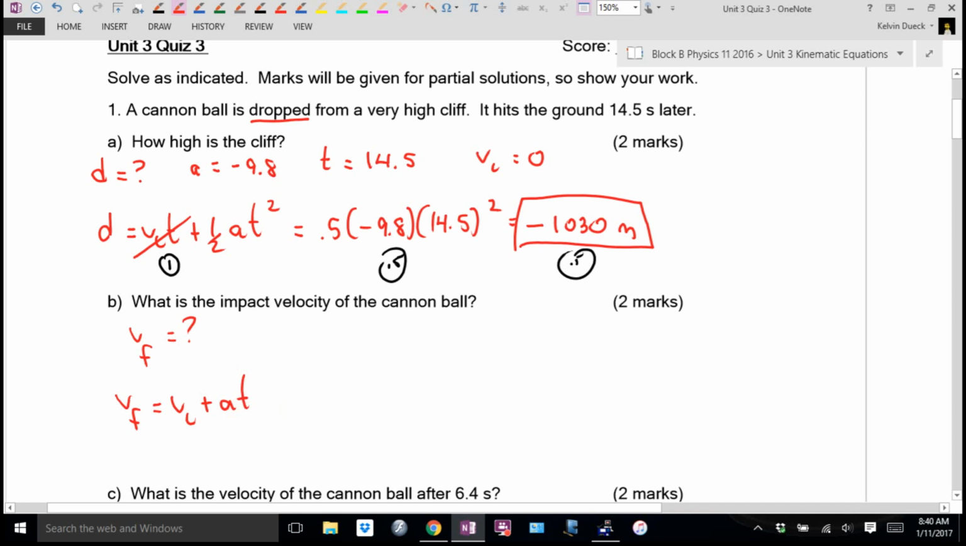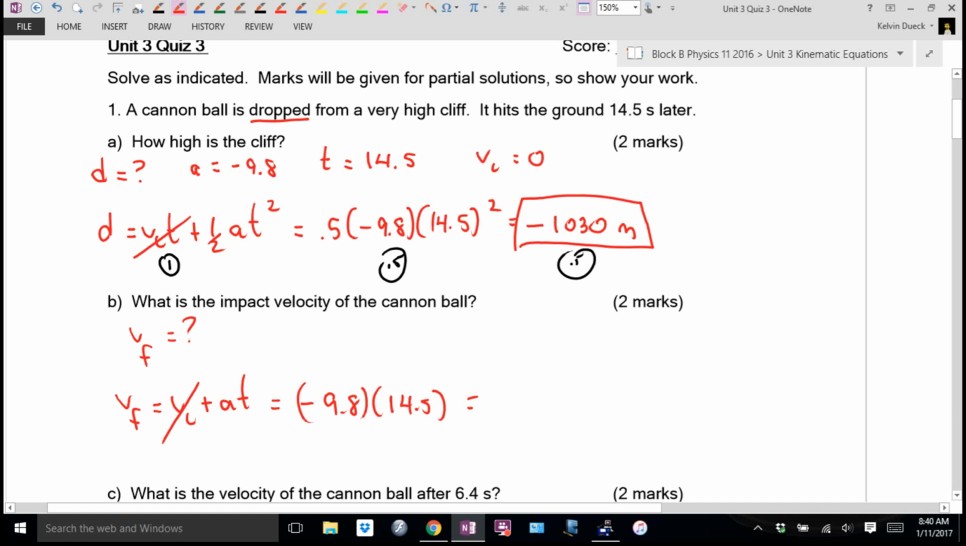You could also use your distance answer from A and go VF squared equals VI squared plus 2AD, but why use an answer to find an answer if I don't need to? I will do that once in a while if it's way less work, because I'm lazy, but here this is the easiest equation. It's going to be 0 plus. I really didn't even need to write the 0 plus. In fact, I'm going to cross out the VI and just go negative 9.8 times 14.5.